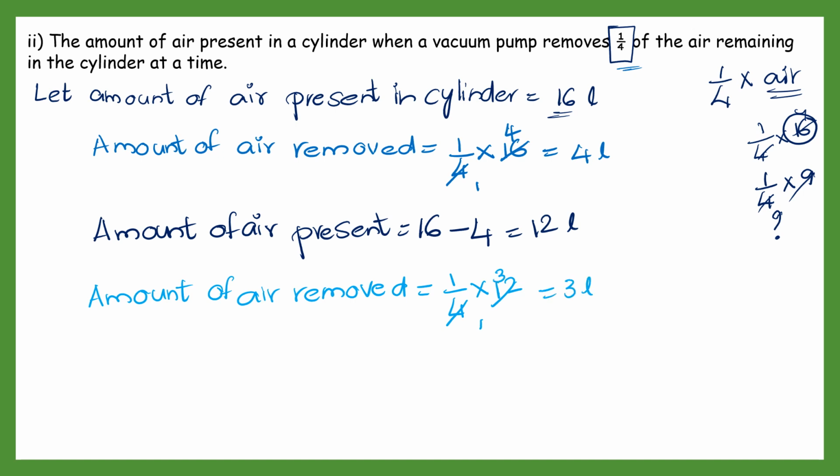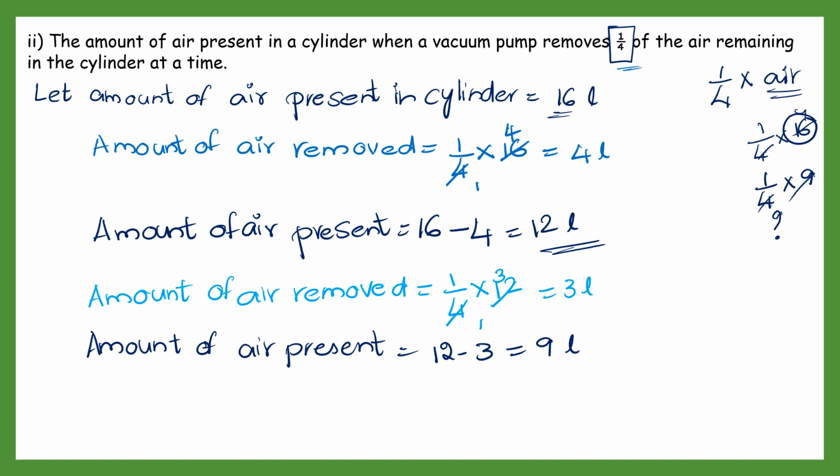Now what is the amount of air present? Before removal it is 12 liters. It removed 3 liters, so 12 minus 3. What do you get? 9 liters.